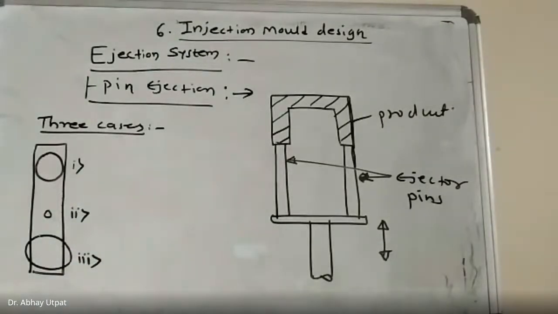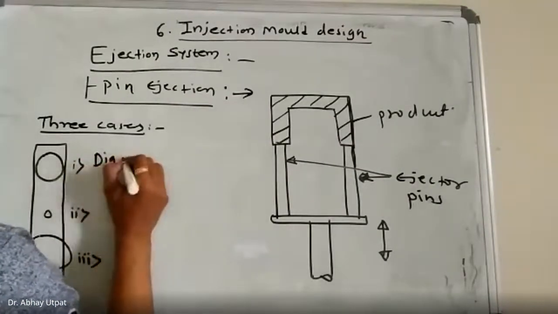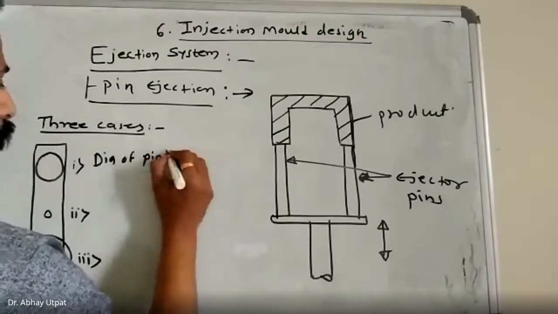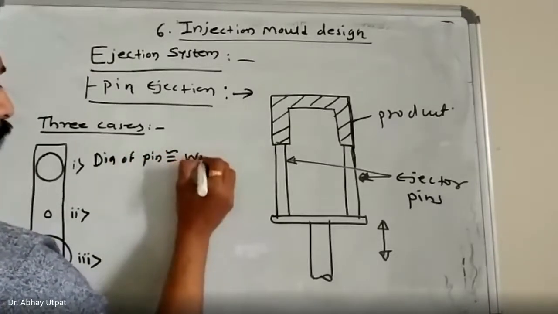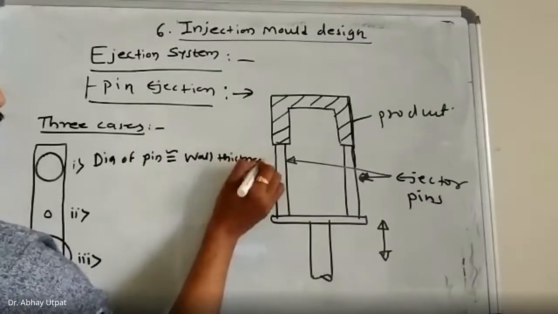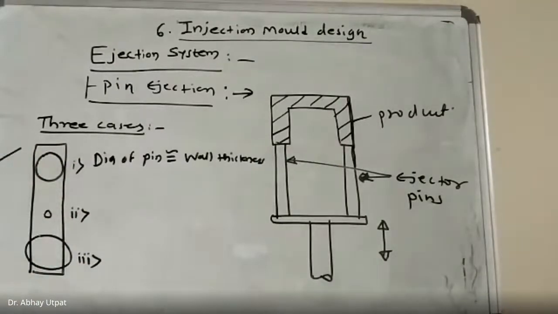See, there are 3 cases. Case number 1: diameter of pin equal to wall thickness. This case is always accepted. Diameter of pin is approximately equal to wall thickness, and this case is accepted always.